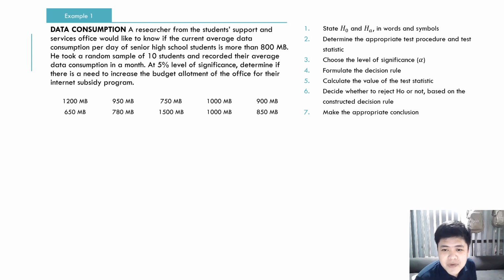And the next thing we need to do is calculate the value of the test statistic. So computation na tayo. But first, let's identify the given values. We know that n is 10 and mu is 800. We're going to compute x bar and s, that's the sample mean and the sample standard deviation. Of course, you can just get the mean of this, but you can use your calculator actually.